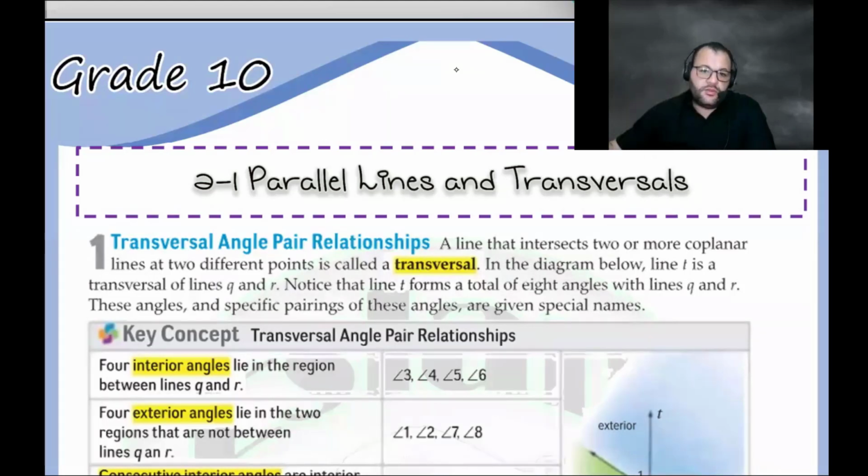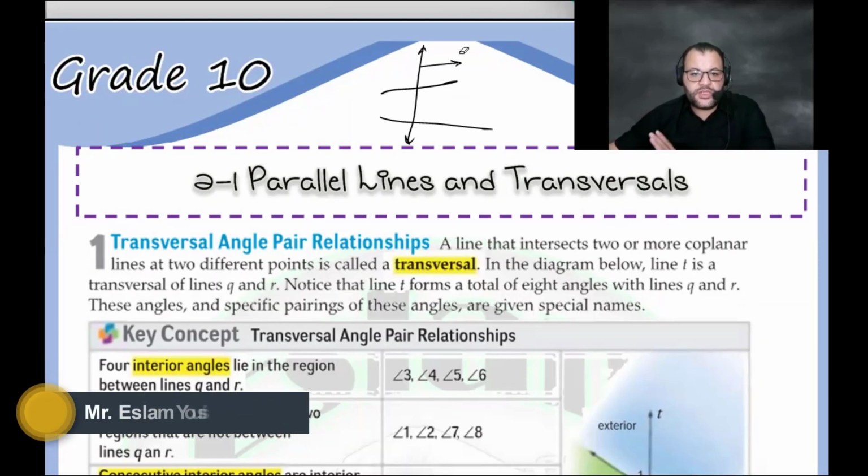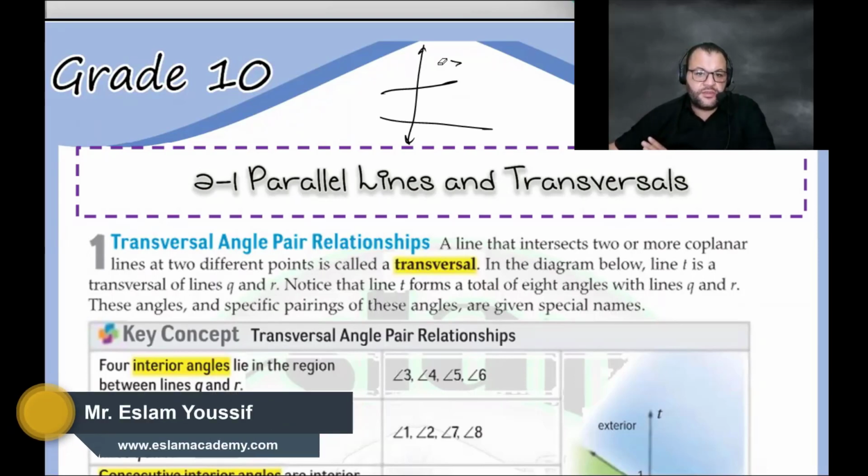So the transversal, what is the meaning of the transversal? The transversal is a line that cuts through the parallel lines. The transversal is any line that intersects any two or more lines. So if we have any two lines, and there is one line that intersects them, this line is called transversal.